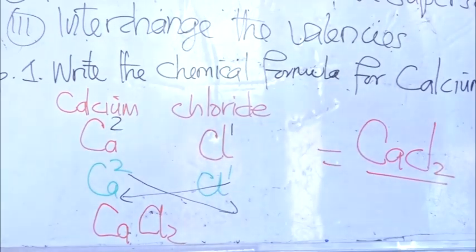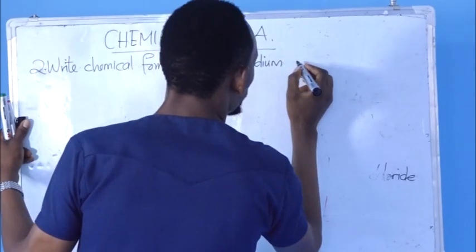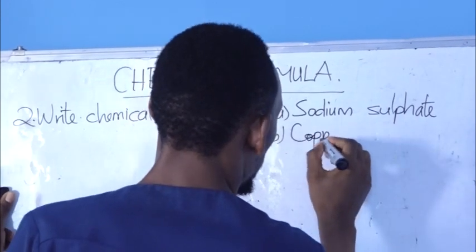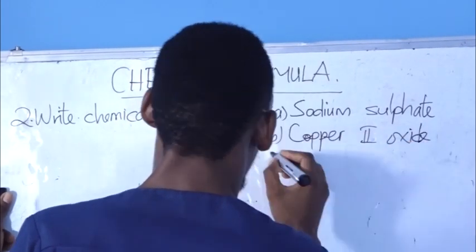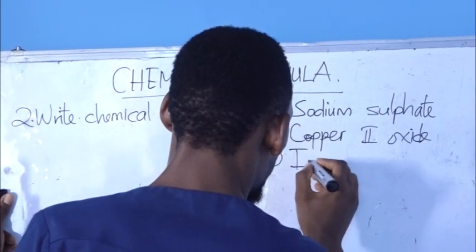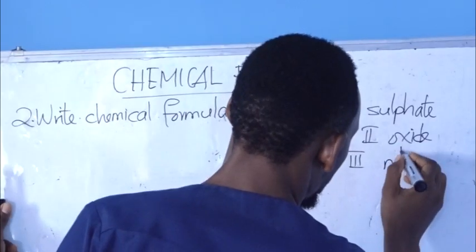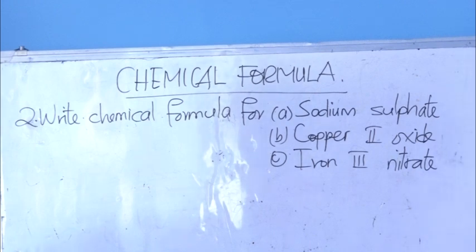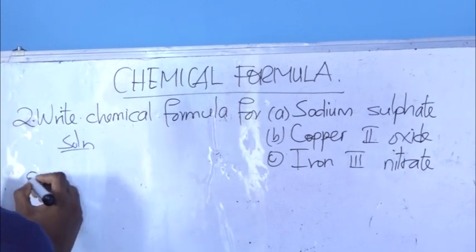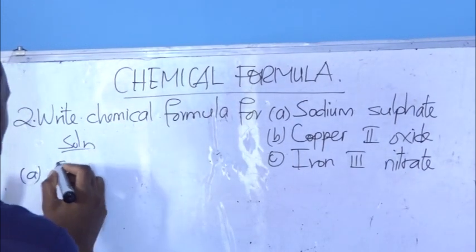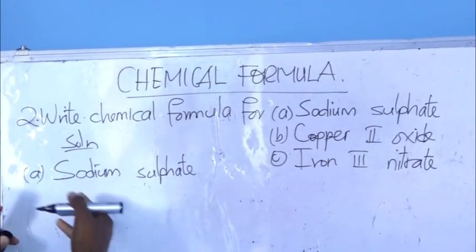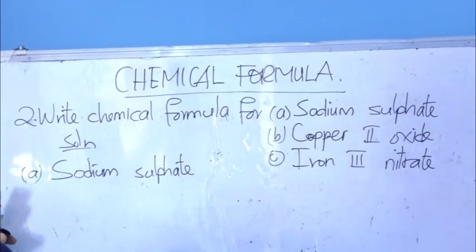Let's see another example. Write a chemical formula for A, sodium sulfate, B for copper 2 oxide, and C for iron 3 nitrate. We are going to do the solution for A. There you have sodium sulfate, a compound written in words. Now you have to change it into a chemical formula.